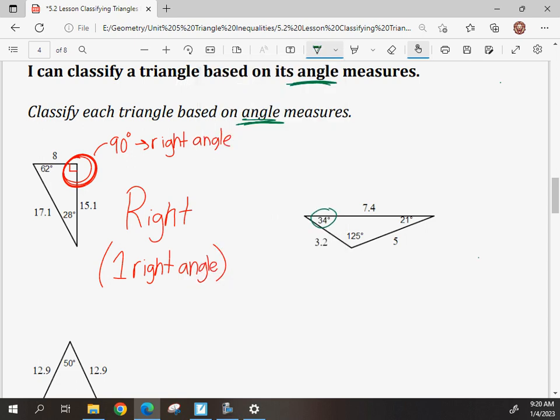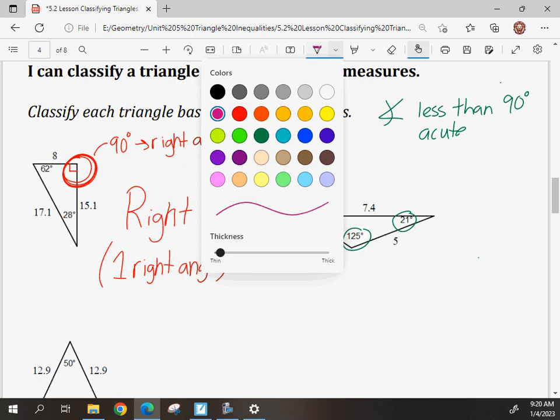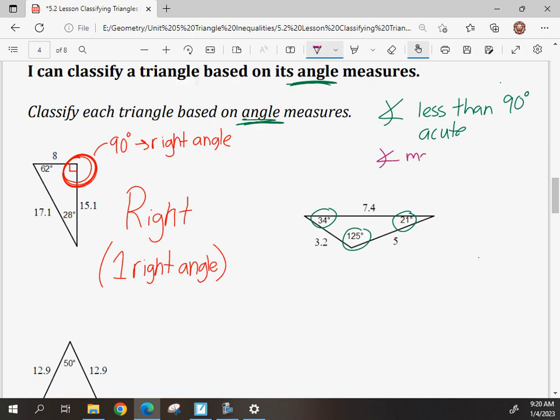When we look at this next triangle, we have two small angles and one big angle. And so it's important to point out that an angle that is less than 90 is called acute, and an angle that is more than 90 is called obtuse. And of course, a 90-degree angle is called a right angle.